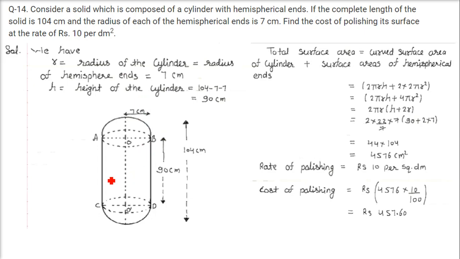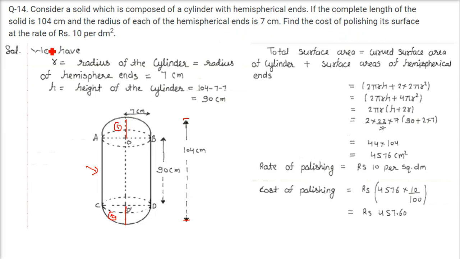Consider a solid which is composed of a cylinder. This is the cylinder part, and with hemispherical ends. So this is the first part, this is the second part, and these are the hemispherical ends. The complete length of the solid is 104 meter. From here to here it is 104 meter, and the radius of each of the hemispherical ends is 7 meters. So this is the 7 meter radius, and this is the 7 meter radius.